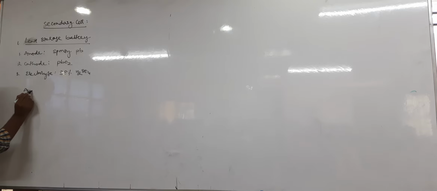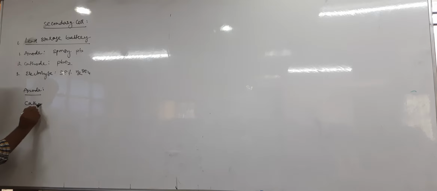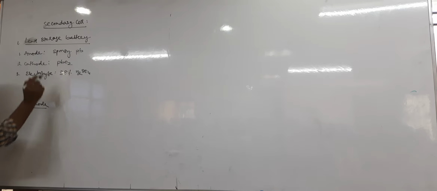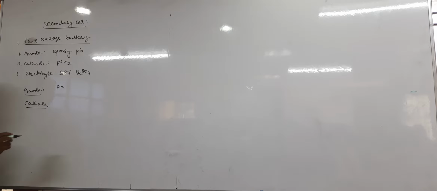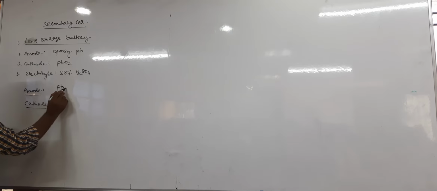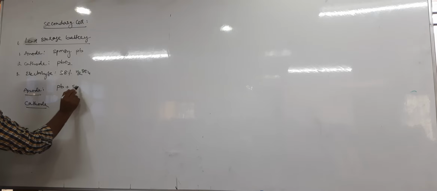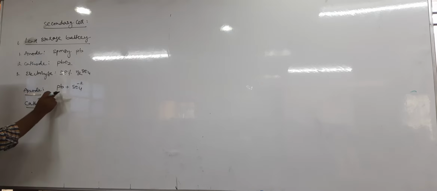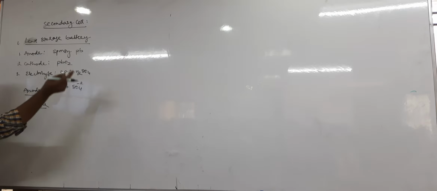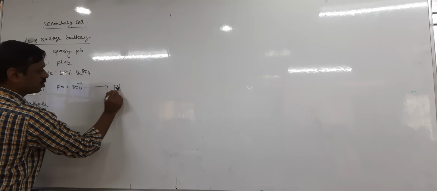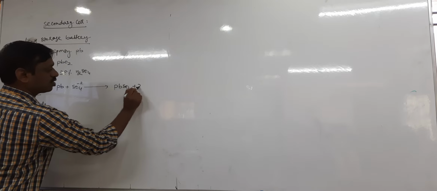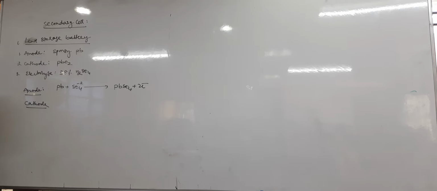Now what is the reaction at the anode? At the anode oxidation takes place and at the cathode reduction takes place. Tell me, the anode is lead, sponge lead, nothing but lead. So lead converts into lead sulfate, right? Lead begins by converting into Pb2+, and 2 electrons are released. That is PbSO4 plus 2 electrons. It is oxidation.